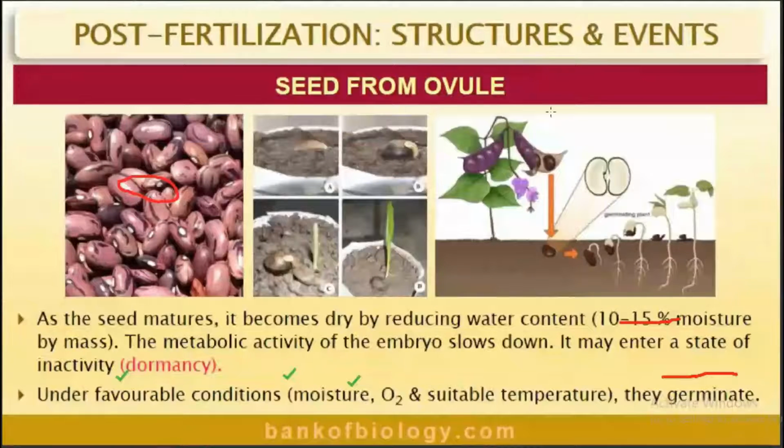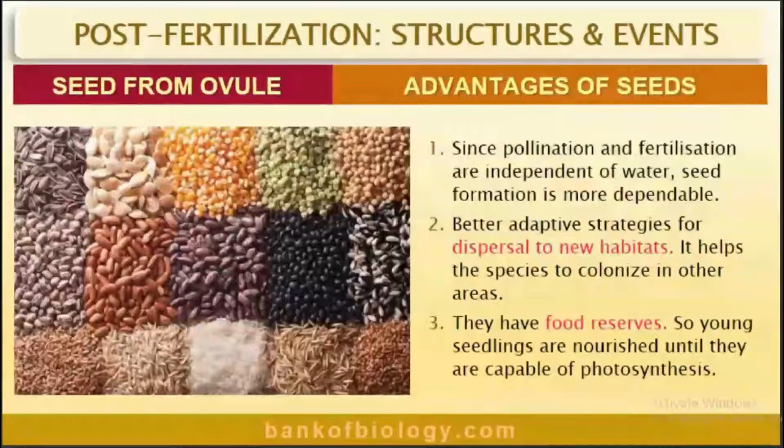What do you mean by seed dormancy? As the seed matures, it becomes dry by reducing water content to 10 to 15 percent moisture by mass. So the metabolic activity of the embryo slows down. It may enter a state of inactivity known as dormancy. Then under favorable conditions, moisture, oxygen and suitable temperature, they start to germinate.